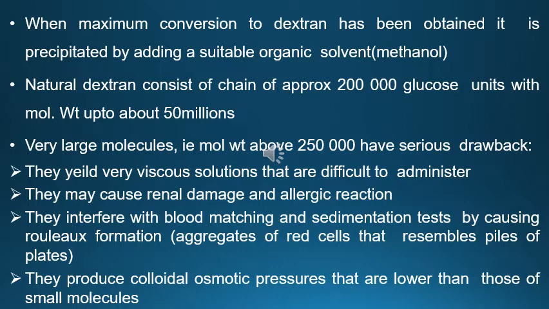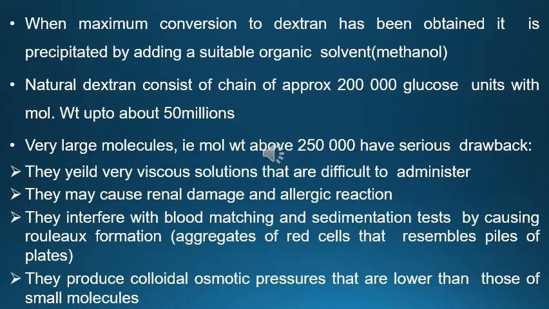Now, after the fermentation, when maximum conversion to dextran is obtained, the dextran is precipitated by treating it with a suitable organic solvent. Generally, it is methanol. Now, dextran consists of approximately 2 lakhs glucose units with molecular weight of 50 millions.